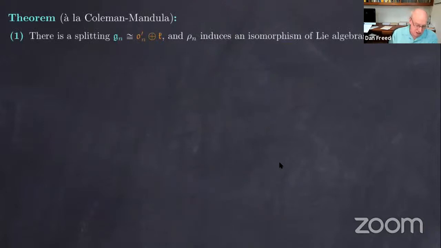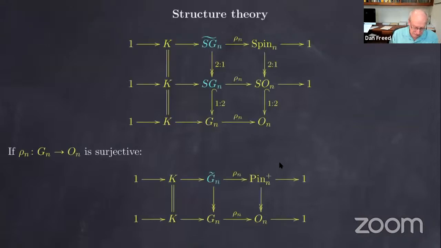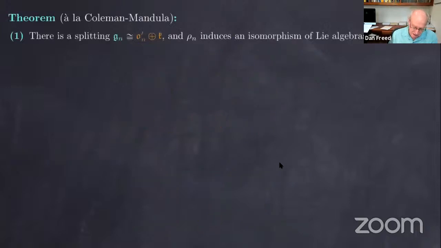And so the first one is that at the level of Lie algebras, we get a direct sum. So here we have this sequence of groups. We're not saying that this group here is a direct product of those, but at the level of Lie algebras, we are saying that the Lie algebra here is the direct sum of Lie algebras. And that is part of the Coleman-Mandula theorem. But again, the Coleman-Mandula theorem is working with a completely different starting point and so on.